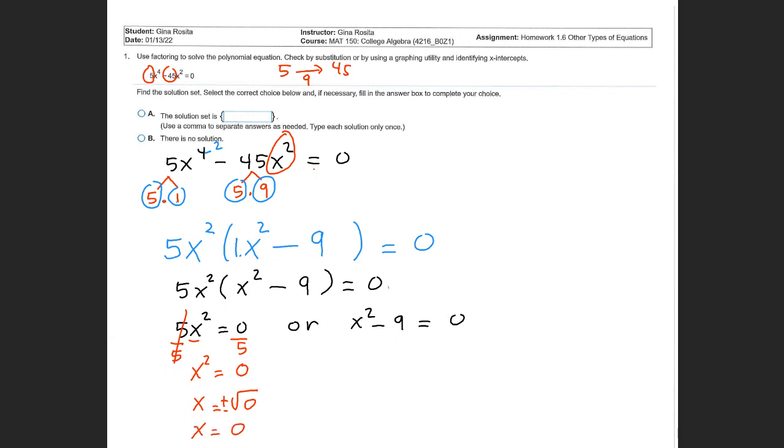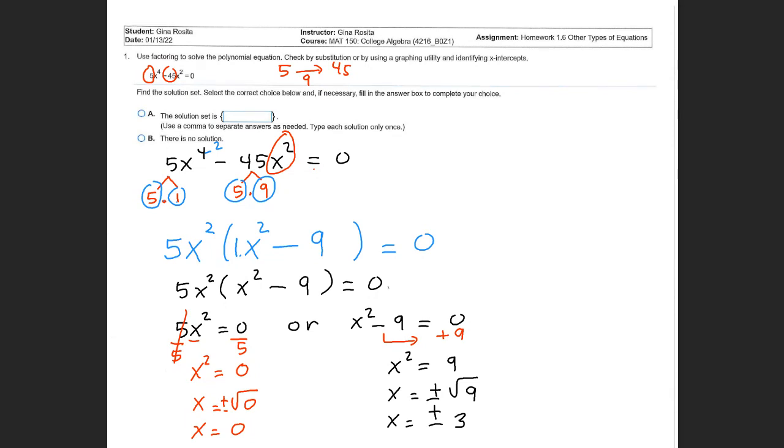Now, go to the next one. Negative 9 moves to the right side and becomes positive 9. So I write down x squared equals 9. I need x, so I put x equals plus or minus the square root of 9. So now what next? The answer is x equals plus or minus the square root of 9, which is 3.